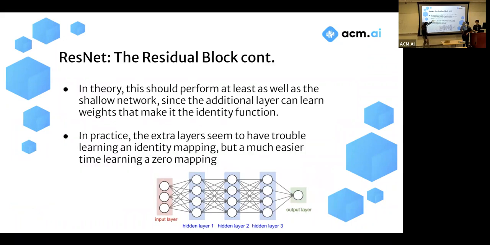Yeah, so in theory, this should perform at least as well as a shallow network, right? Because the additional layer can learn weights that make it the identity function. It can just learn weights that do absolutely nothing to our input feature vectors. However, in practice, the extra layer seems to have trouble learning the identity mapping, but a much easier time learning a zero mapping. So what this means is, when you add more layers, these layers learn to map your outputs to zeros, which is not a good idea, right? Not a good idea at all.